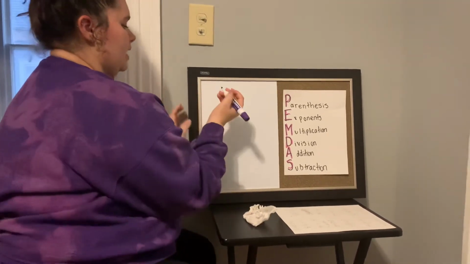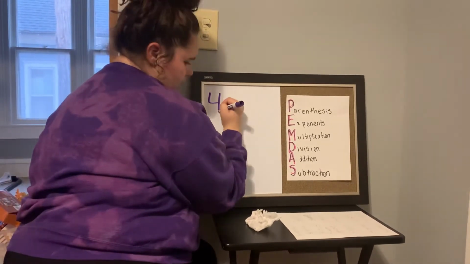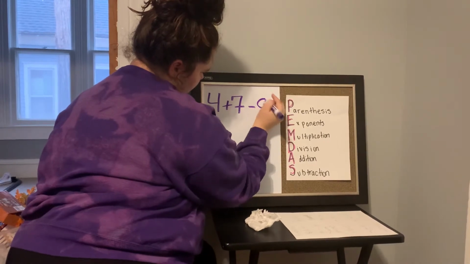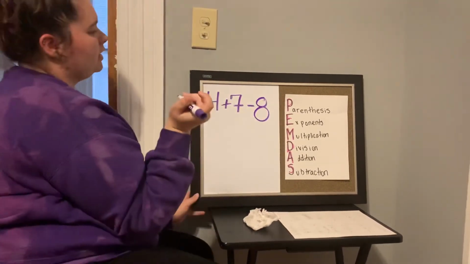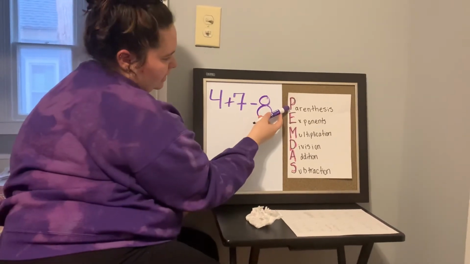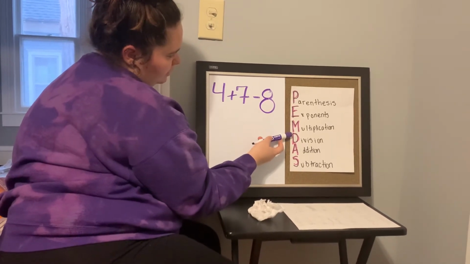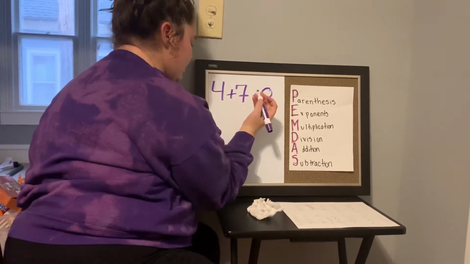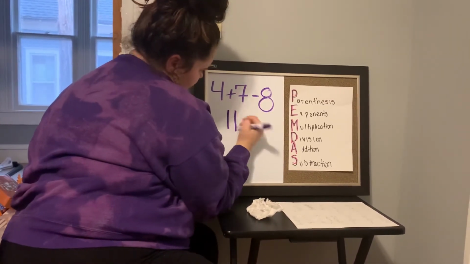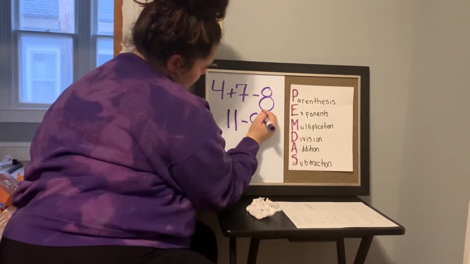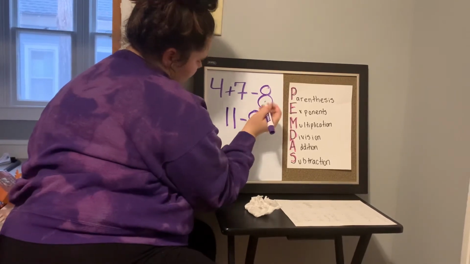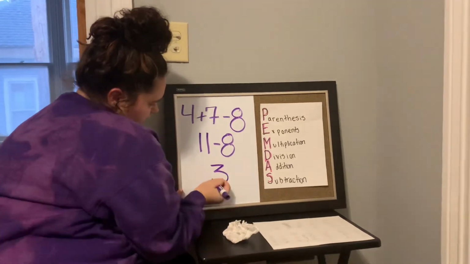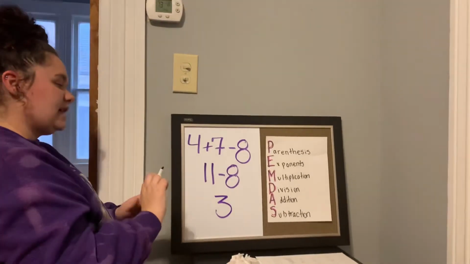The next one, we have 4 plus 7 minus 8. Okay, so we don't have any of these again, right? Nope. But we do have addition. So 4 plus 7 is 11 minus 8. Bring that down, so now we have 11 minus 8, which is 3. So there's your answer for that second one.